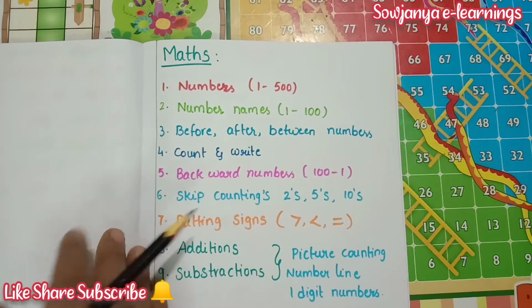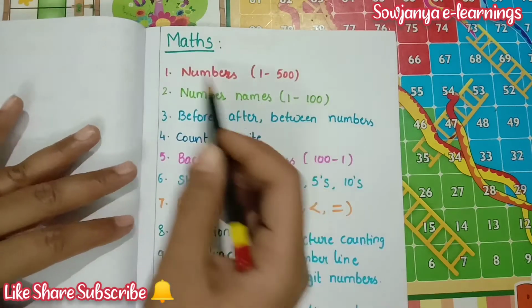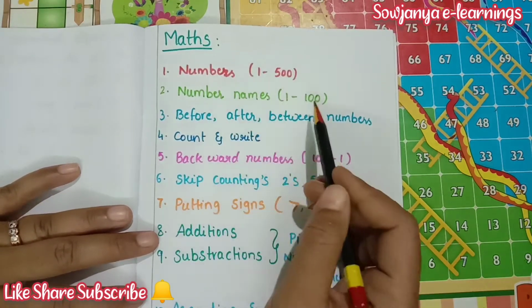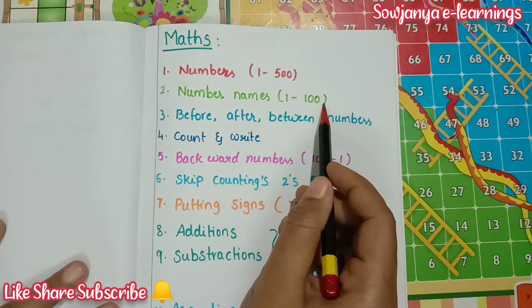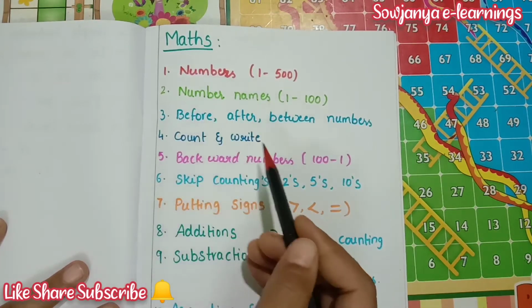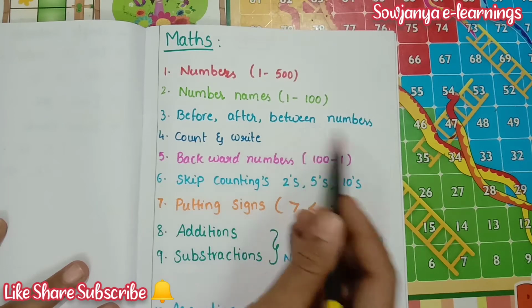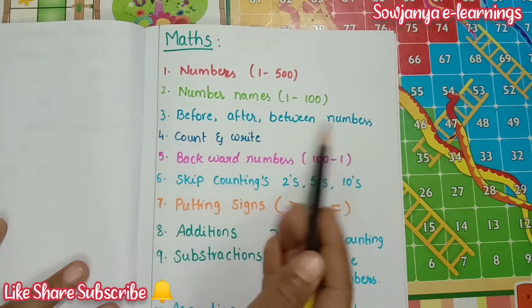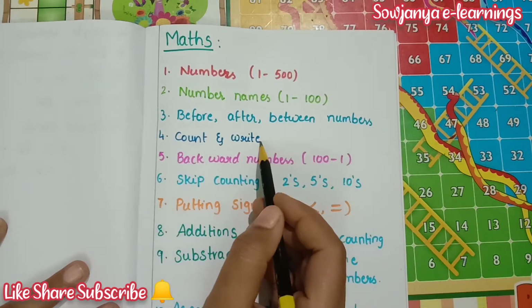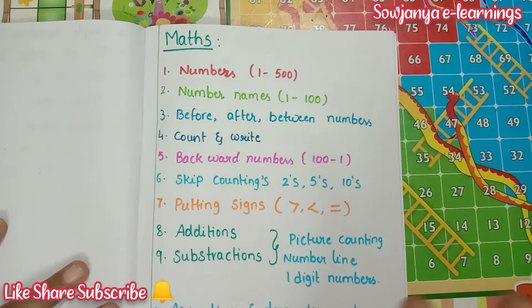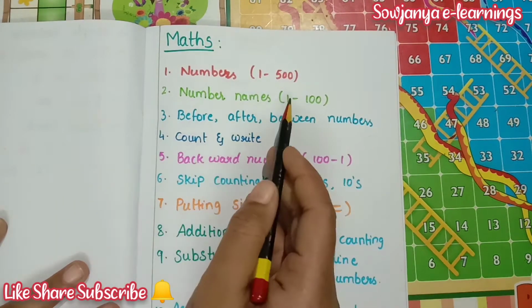Next, we'll talk about the maths. In maths, we have to teach them numbers 1 to 500 and number names 1 to 100. And related to numbers: before, after, between numbers we have to teach them, and count and write. Here we have to give them, because here we are telling up to 500 and number names we are telling, no.